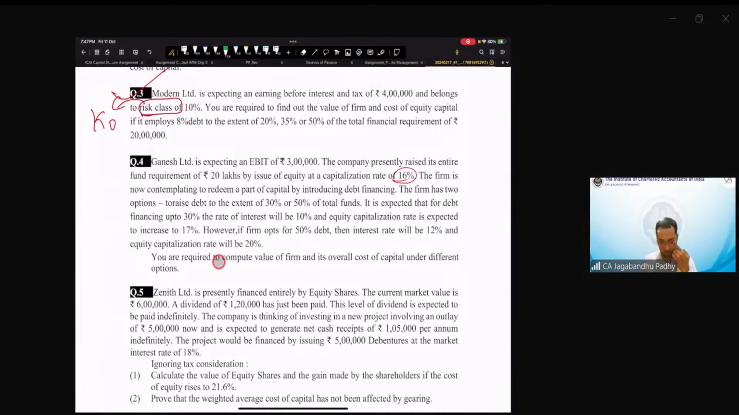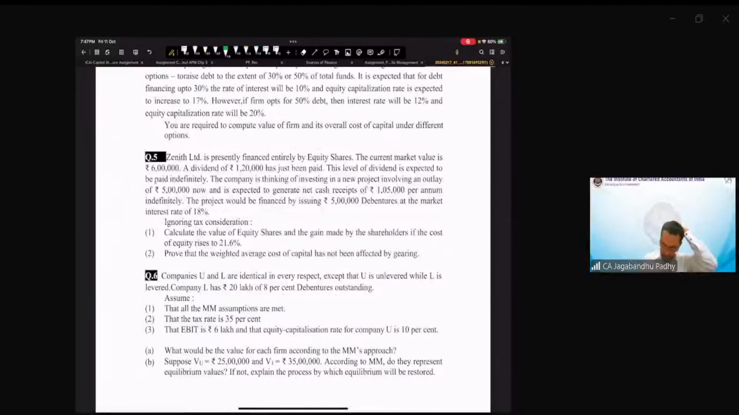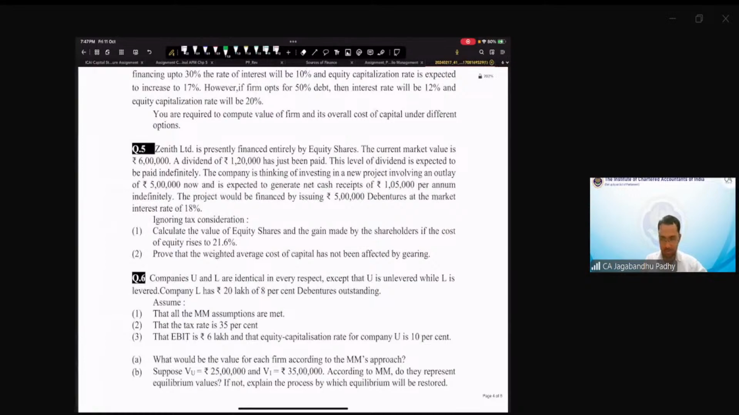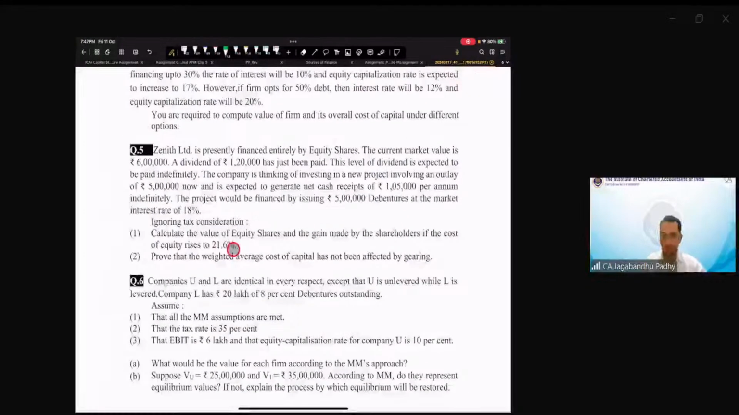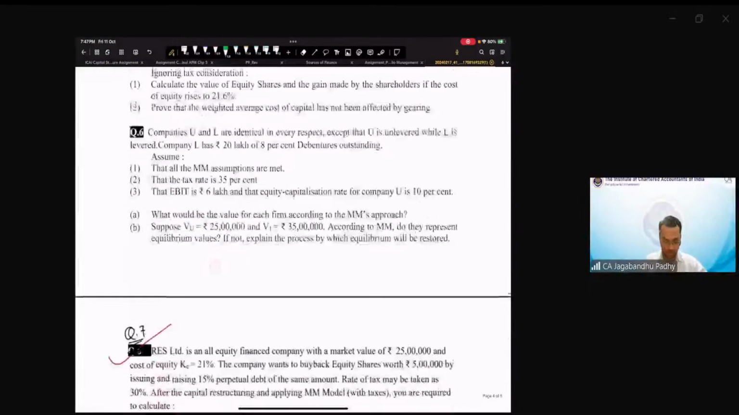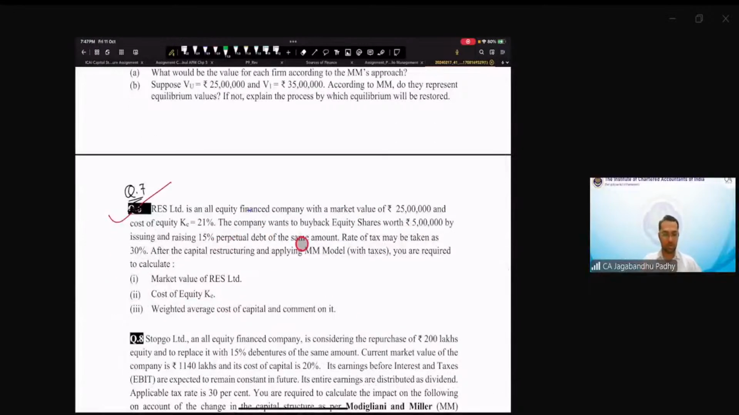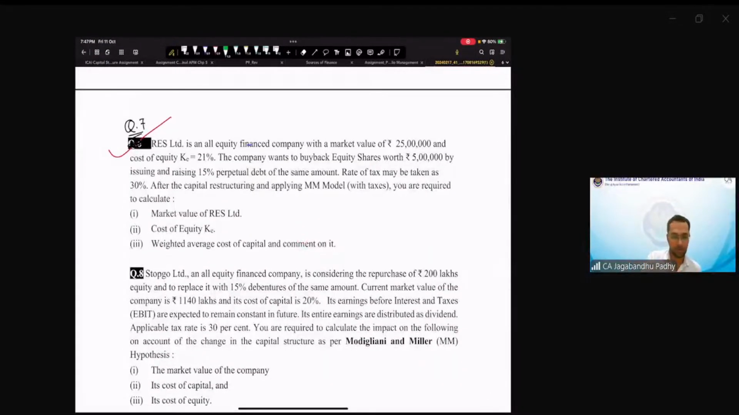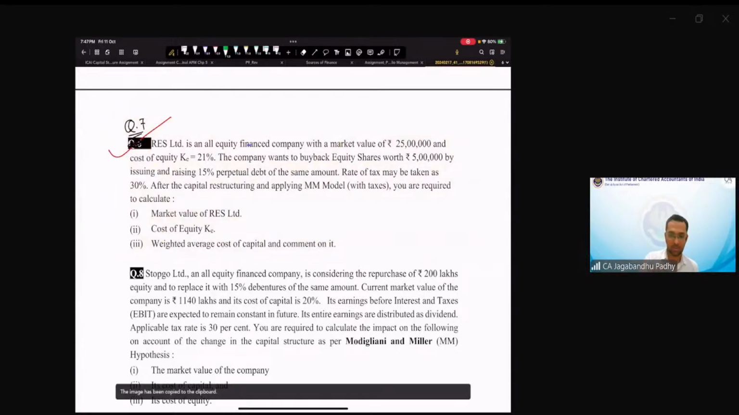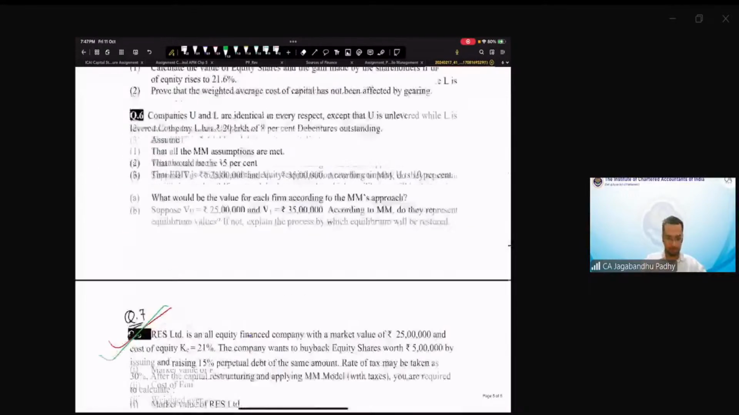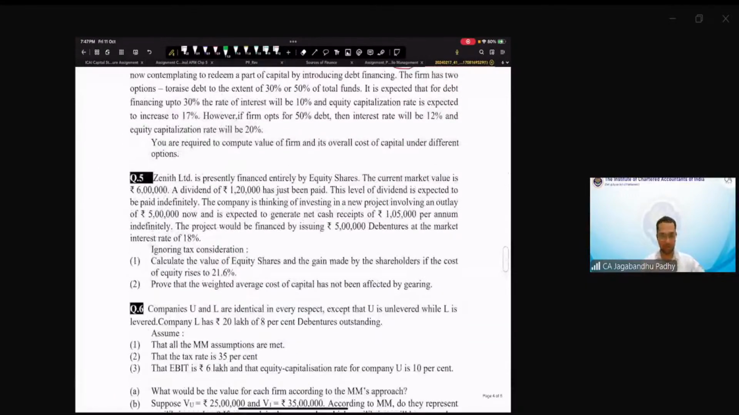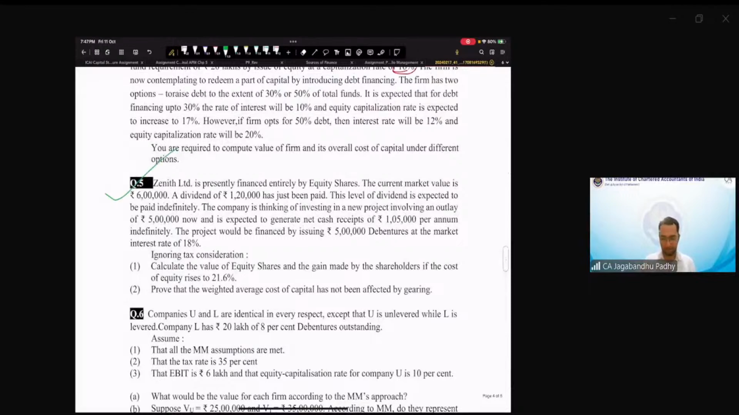Now let us take the next question. Yeah, question number 7. Let's take up this question number 7 for discussion. So we begin with the 5th. Now let's do this question 7.